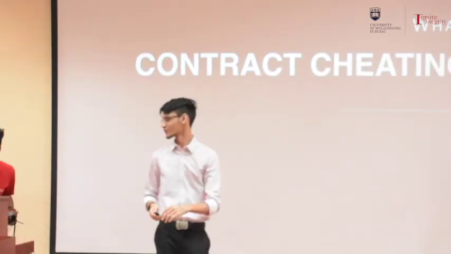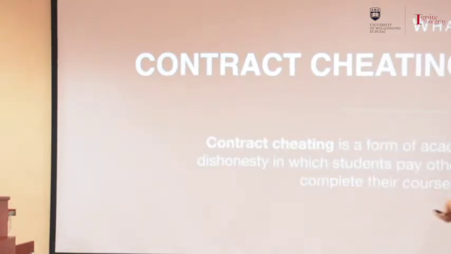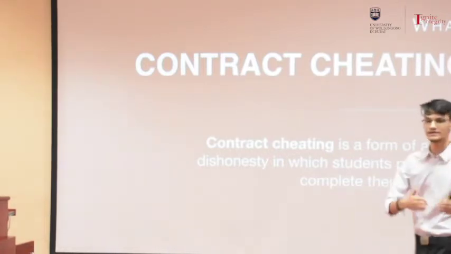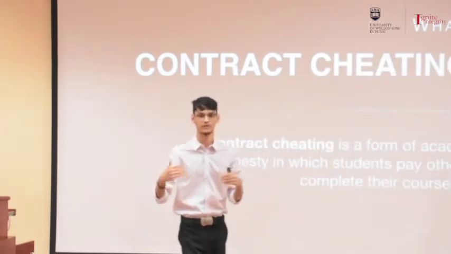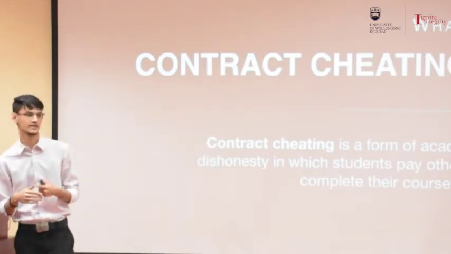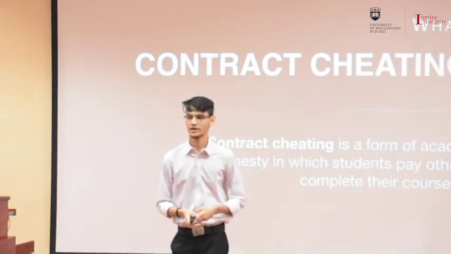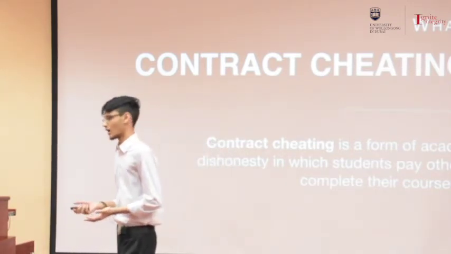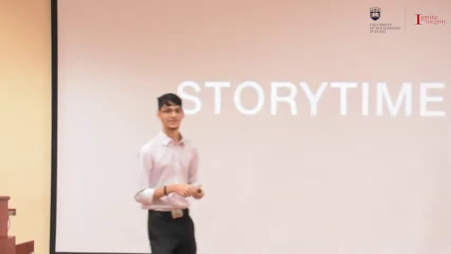Okay, so contract cheating basically is a form of academic dishonesty in which students pay others to complete their coursework. So the difference between just cheating and contract cheating is obviously the word contract, the form of payment that's involved. And it's easy for a lot of people to just say, oh, I have enough money, I'm just going to pay my way through university. But it's never going to help you, is it?